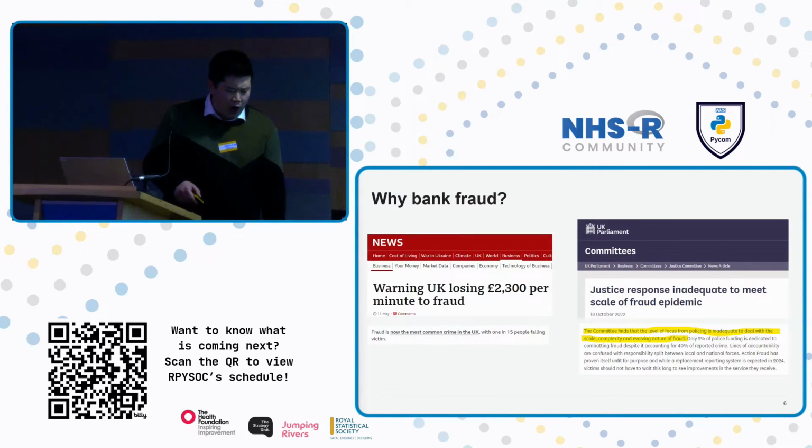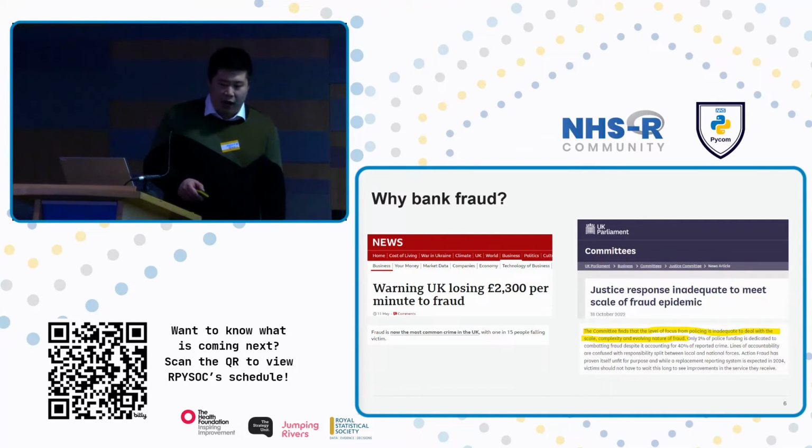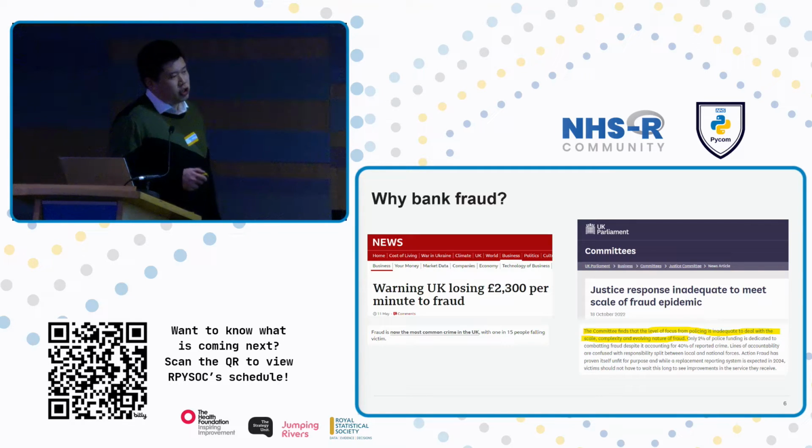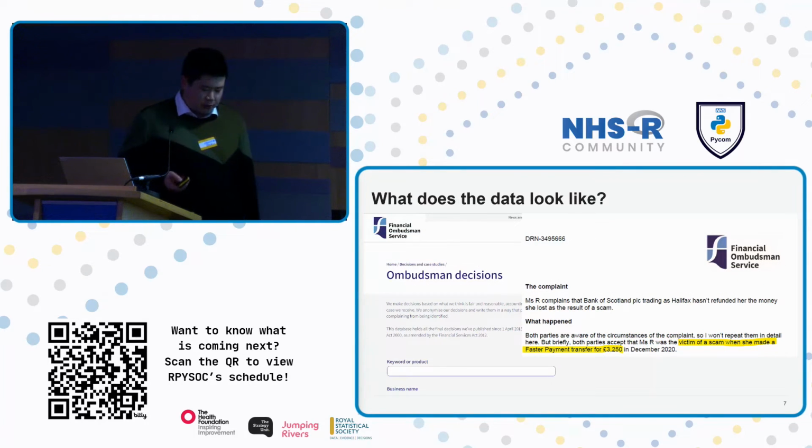So first of all, why bank fraud? Fraud is the most common crime in the UK, and in the Justice Committee in Parliament, it clearly explains that this country does not have the infrastructure to deal with the scale, complexity, and evolving nature of fraud. And this is where the ombudsman comes in.